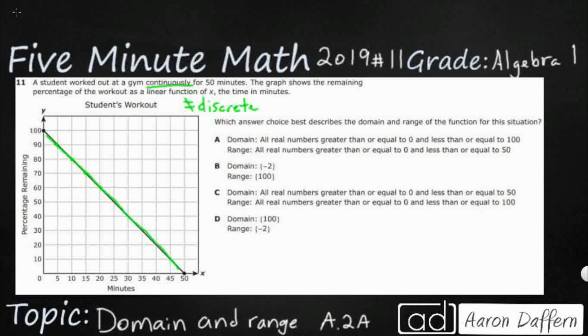And it looks like it goes up from that 100 down to the 0 if you're looking at the y, from 0 over to 50 if you're looking at the x. So the graph shows the percentage of the students' workout as a linear function of x. All right, so we don't necessarily need to actually define the function with the slope or anything like that, though we probably could if we wanted to. Looks like a pretty standard graph.